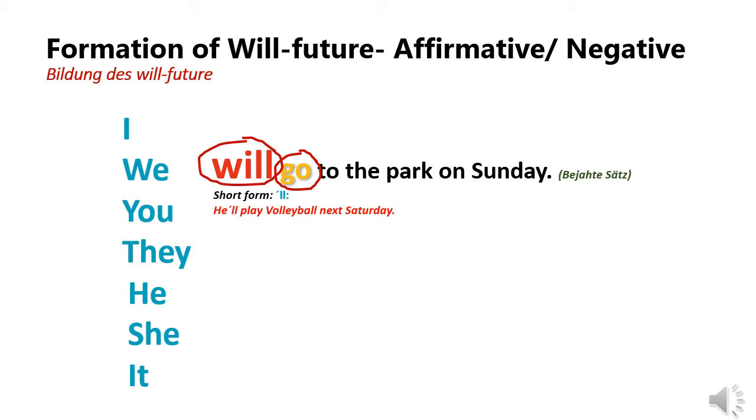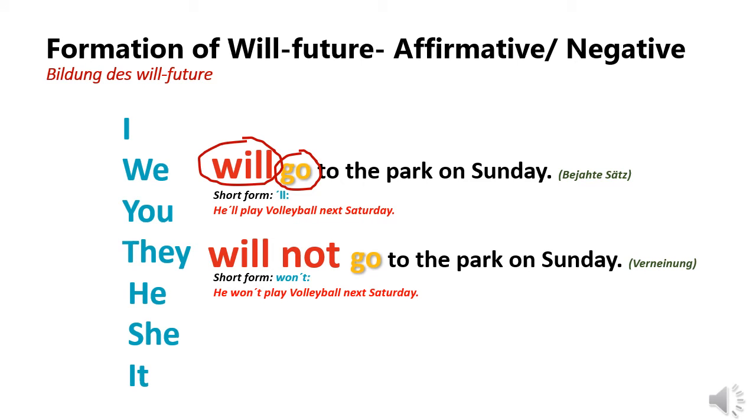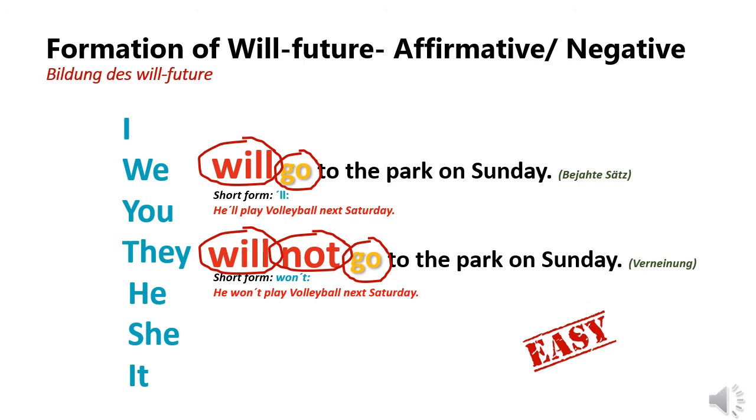The negative form is similar, but we will add the particle not after will and before the main verb, like in this example. I, we, you, they, he, she, it will not go to the park on Sunday. The short form of will is won't. This is very important to have in mind. Like in this example, he won't play volleyball next Saturday. As you can see, this keeps on being pretty easy because there are no significant changes in the verb. So, I think that you won't have any problems with it.